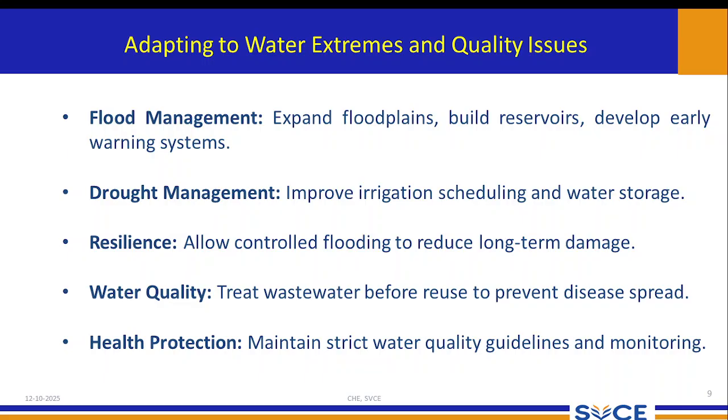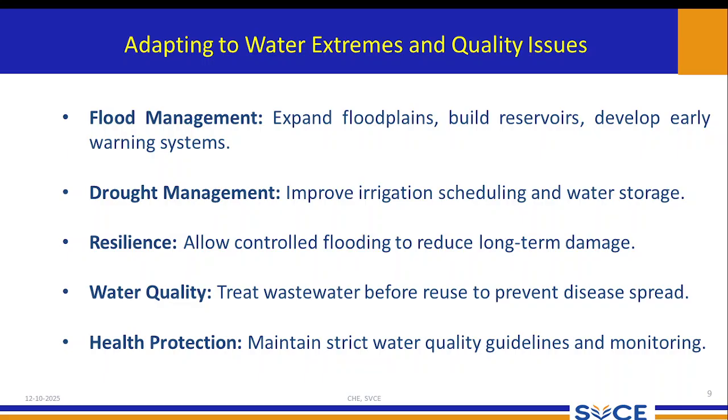Resilience: allow controlled flooding to reduce long-term damage. For example, when the dam is full and the intake of water into the dam is very high, when it reaches a certain level they will try to open it, because the inflow is more. At a stretch, they may not be able to handle the inflow, which may be enormous. How do you control it if the dam is already full? It may collapse the dam itself. Allow controlled flooding to reduce the long-term damage. That's what they mean here.